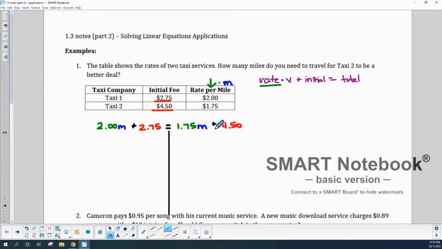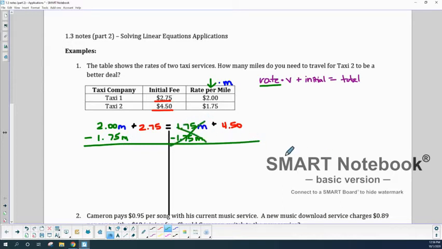And then that step 3 that we talked about was getting the variable all to one side. So I always look at my variables. I have m's on both sides, so I'm going to move one of them to the other side. So I always like to do right to left. So I'm going to subtract 1.75 m on both sides. And remember, we always line it up with our like terms.